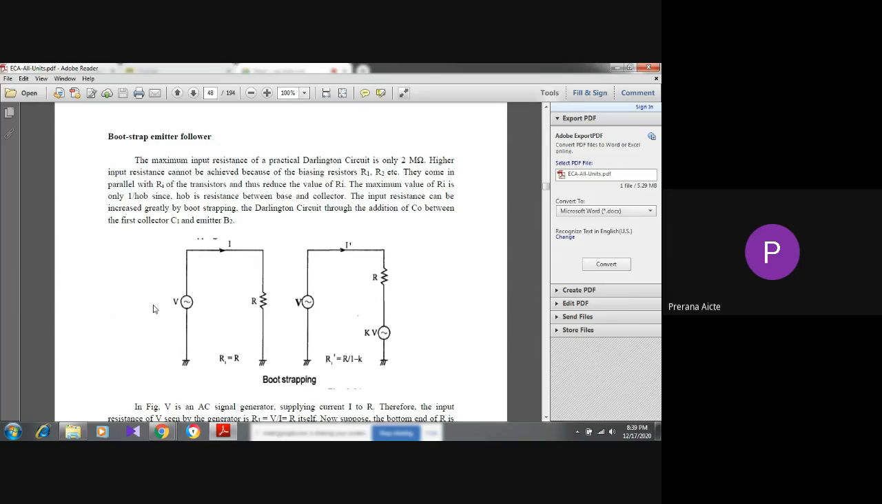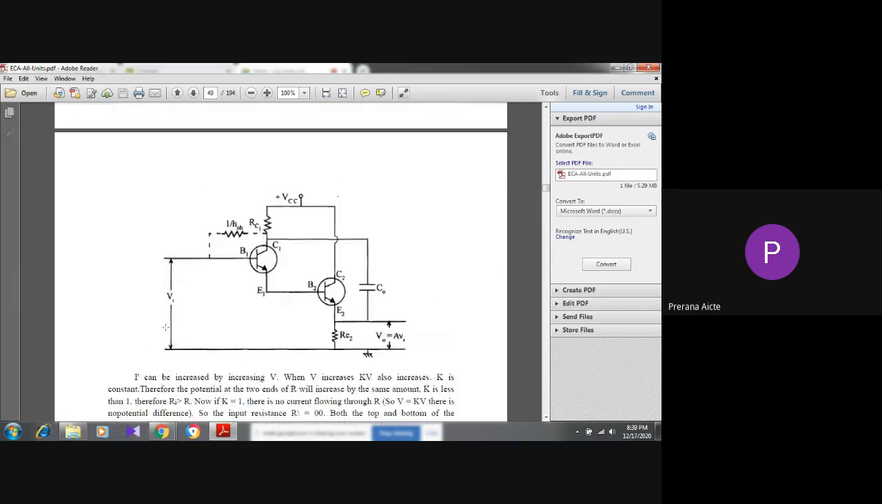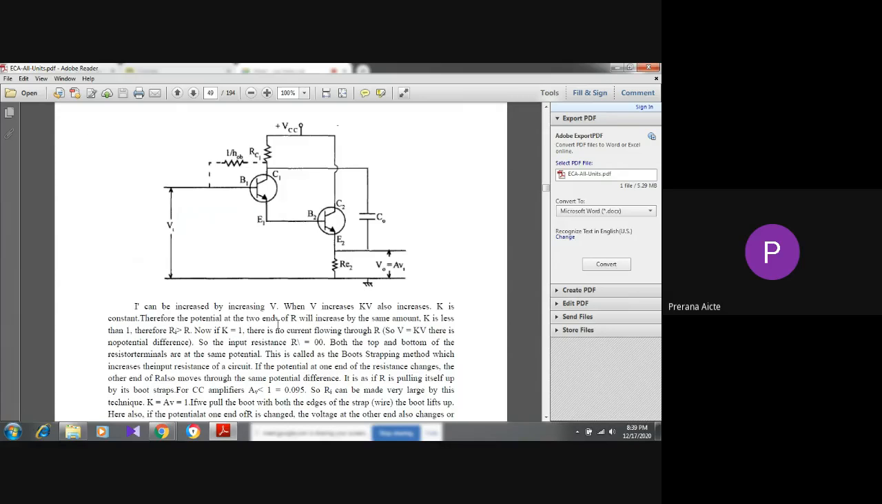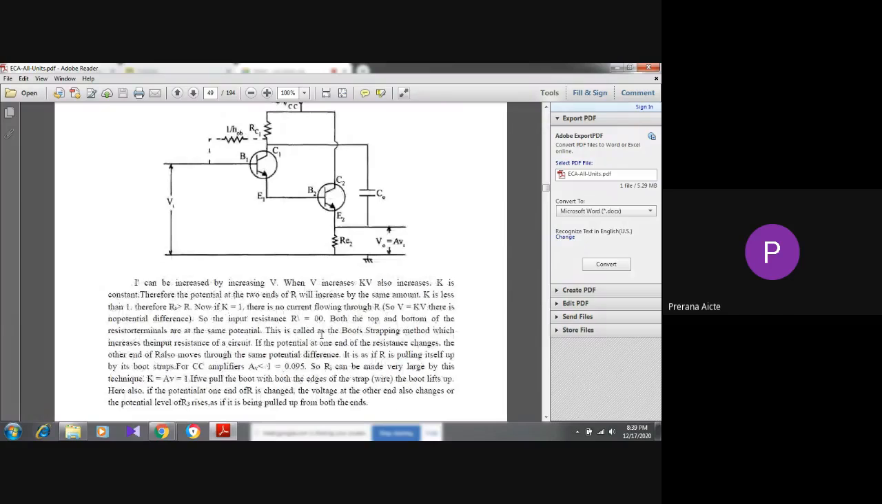The input resistance can be increased greatly by bootstrapping the Darlington circuit through the addition of C0 between the first collector C1 and B2. See this figure. This is the bootstrap. This is the additional capacitor C naught, which is connected between the first stage collector and the second stage emitter. So by adding this capacitor, we can improve the input impedance. See the figure and go through these points. You will get some clarity.